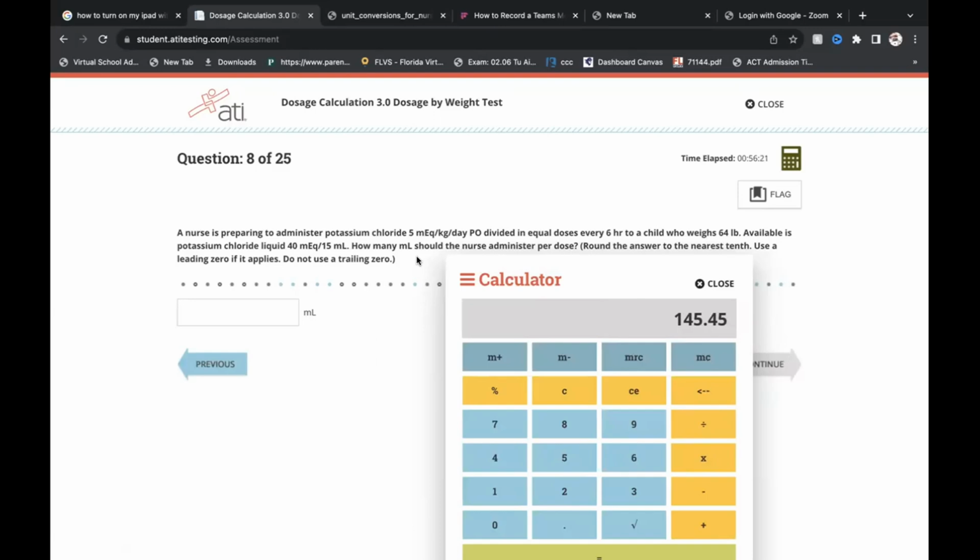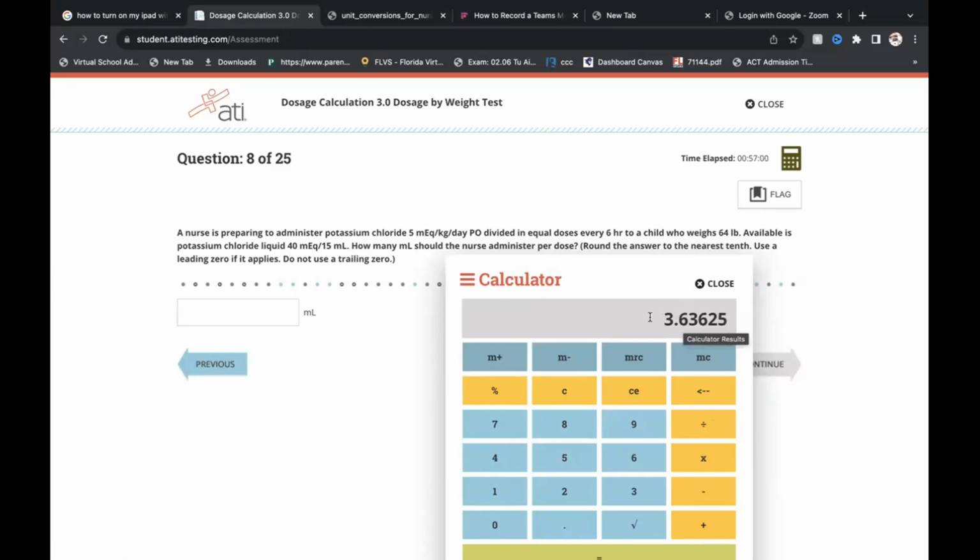So now it says that for every 40 potassium chloride MEq, it needs to have 15 milliliters. So we need to find out how many 40 MEq is in 145.45. So to do that, just like the others, we're going to divide this number by 40. All these problems follow the same format basically. So after you've seen me do a couple of these problems, by the time you get to the test, you should be able to do these.